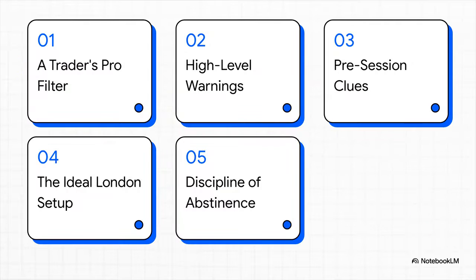All right, so here's our game plan for today. First, we'll talk about what a professional filter even is. Then, we'll get into the big, high-level warnings from the daily chart and the economic calendar. After that, we'll zoom into the nitty-gritty clues you can find right before the session starts. Once we know what to avoid, we'll flip it and define what the ideal London setup actually looks like. And finally, we'll wrap it all up with the mindset that makes it all work: the discipline of abstinence.